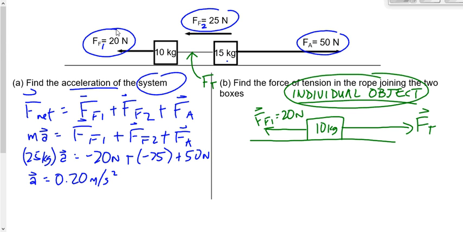So the only forces we want to include here are the 20 newton force of friction that acts directly on the 10, and the force of tension that acts directly on the 10. Now, we're analyzing this one individual object in the same way as we would analyze the system.